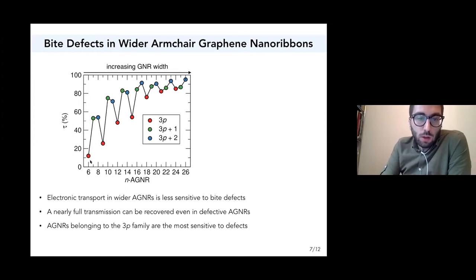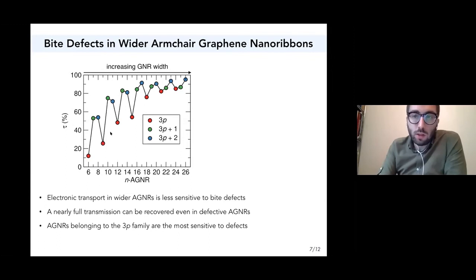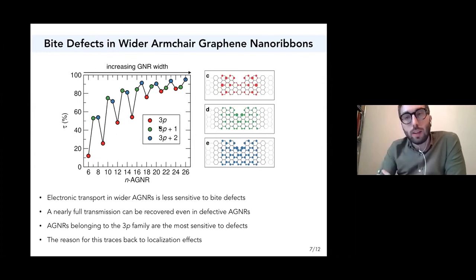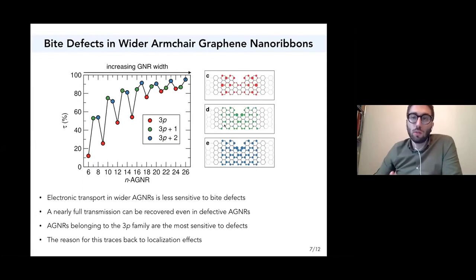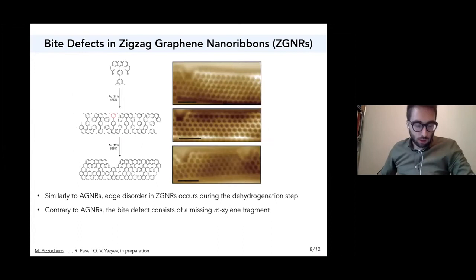And we still don't have very clear ideas why it's so, but what we have suggested is that this may trace back to localization effects. And in particular, if you look at the local density of states at the band edges in each of the defective families, we have that in the 3p family, localization effects play a major role as compared to the other families of nanoribbons. And so this may be the origin of this enhanced disruption of the conductance properties.